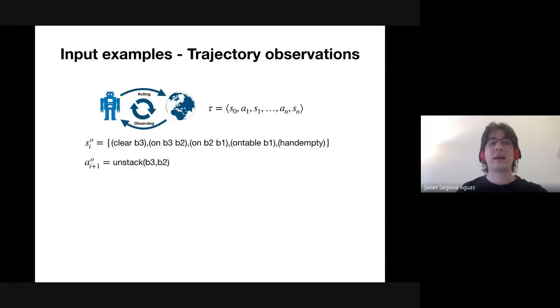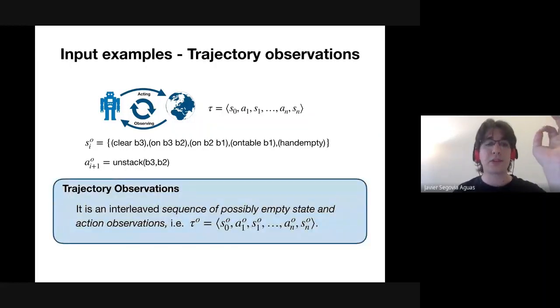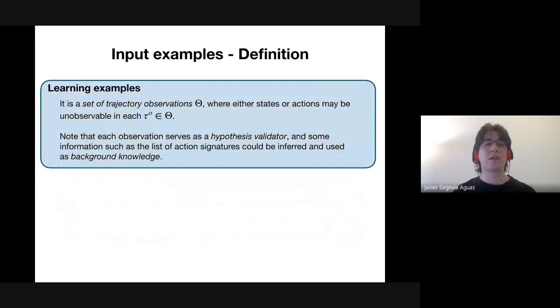So input examples then are trajectory observations, where a trajectory is an interleaved sequence of possibly empty states and action observations, like in this example that we see here. What is the exact definition then for a learning example? It is a set of trajectory observations. The one that we introduced was just an example of a trajectory observation. So instead of one, we may have multiple of them, where states and actions may be unobservable in each one of these trajectories.